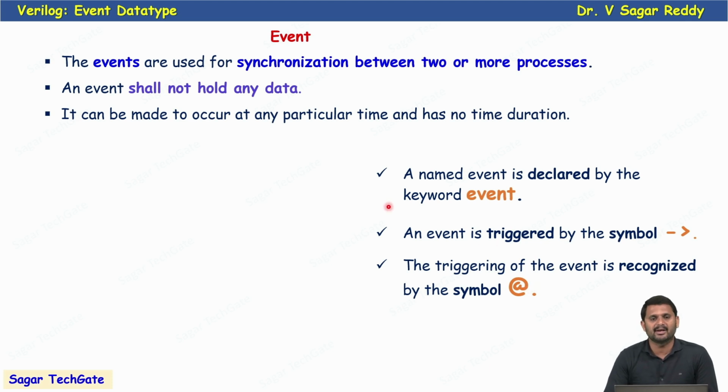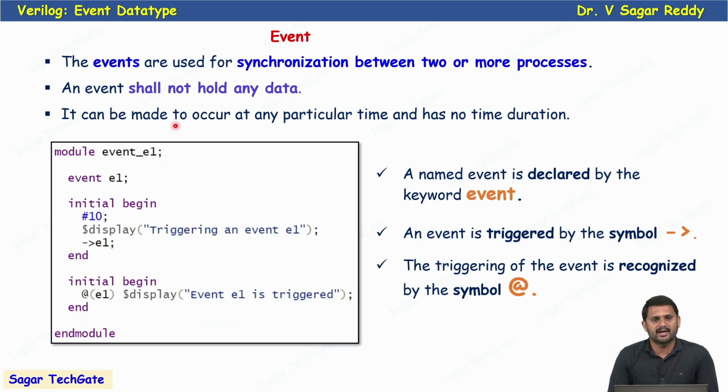Now let's see a simple example. I'll define a simple model here. In this model, I declare one event E1. What is the keyword here? I use the keyword event, then E1. Now E1 is declared as an event type. Then begin #10, display triggering an event E1.